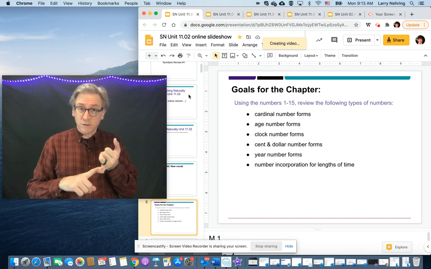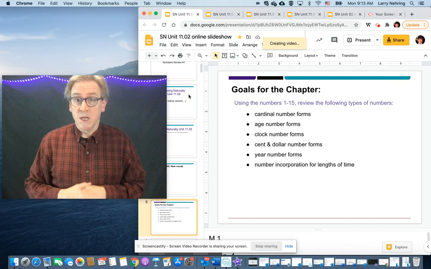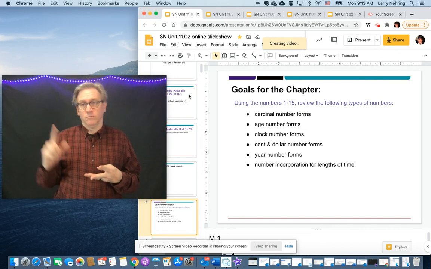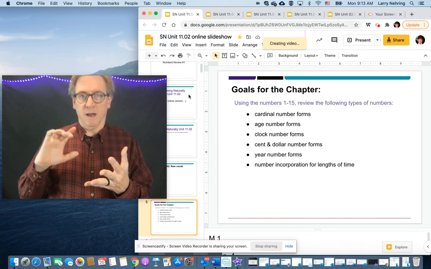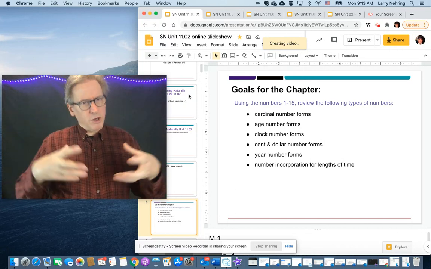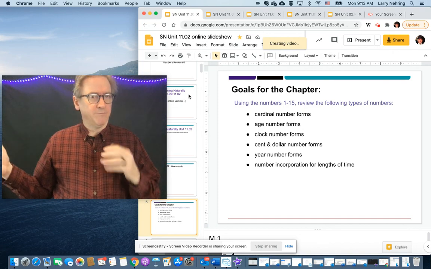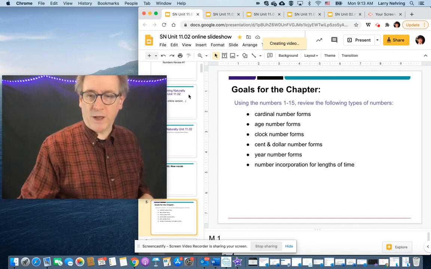There's cardinal numbers, right? So counting, age, reading the clock, money, cents and dollars, and then years. And then we're going to look at a little bit of length of time, 1 hour, 2 hours, stuff like that. Okay.